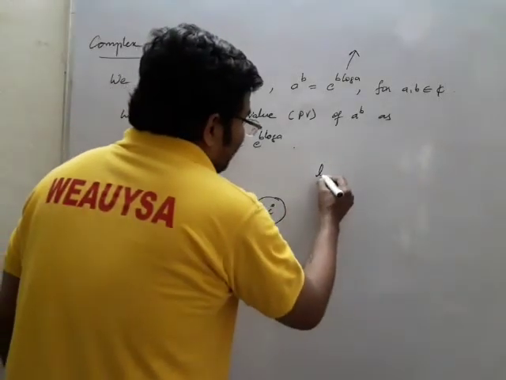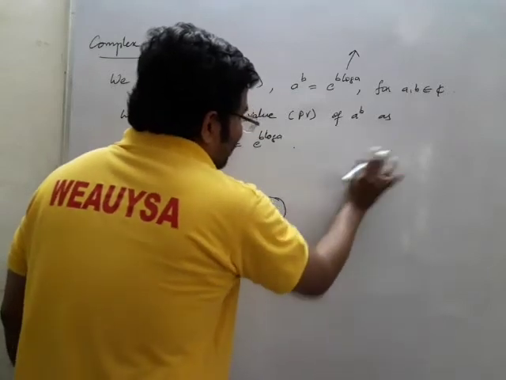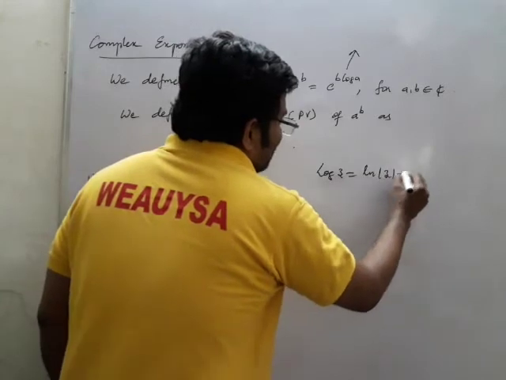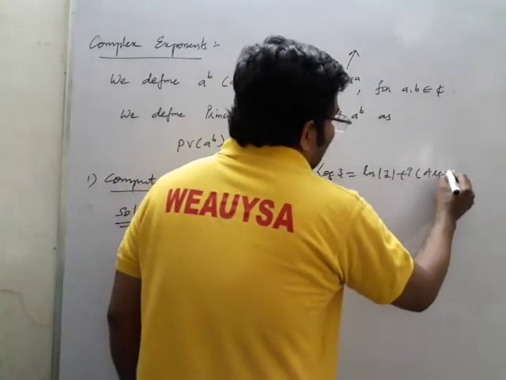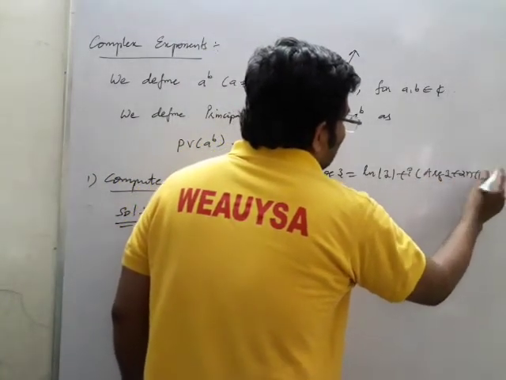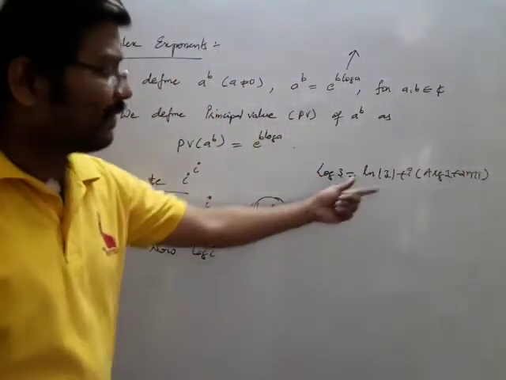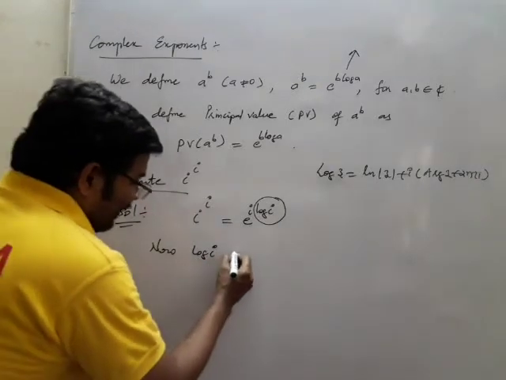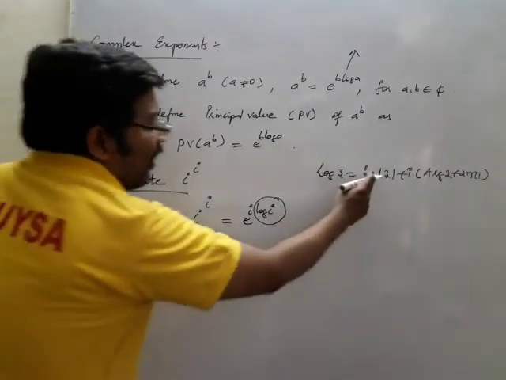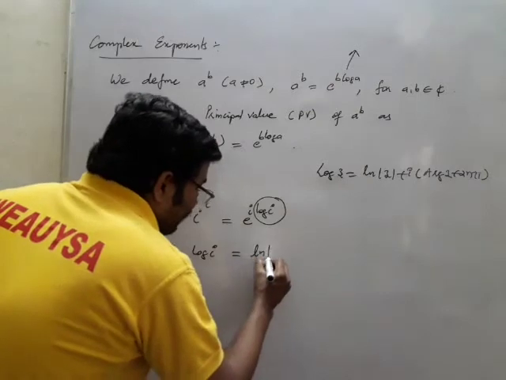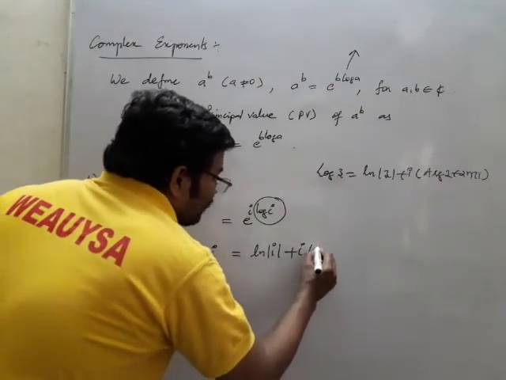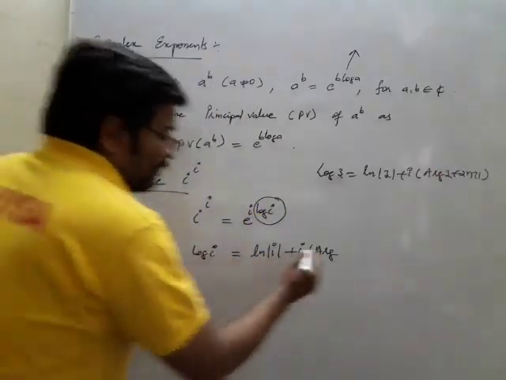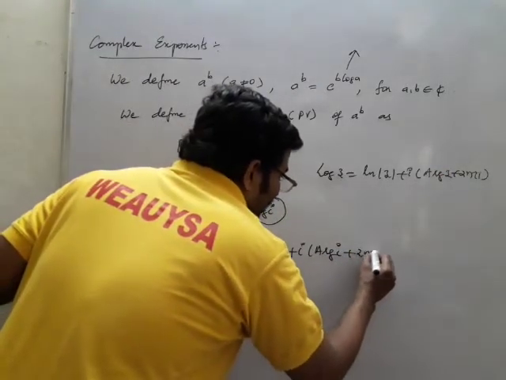The logarithmic function is log z is equal to ln of mod z plus i into argument of z plus 2n pi. This is the logarithmic value, not the principal value. In a similar manner I'll directly write: log i is equal to ln of mod i plus i into argument of i, where z is here i, plus 2n pi.